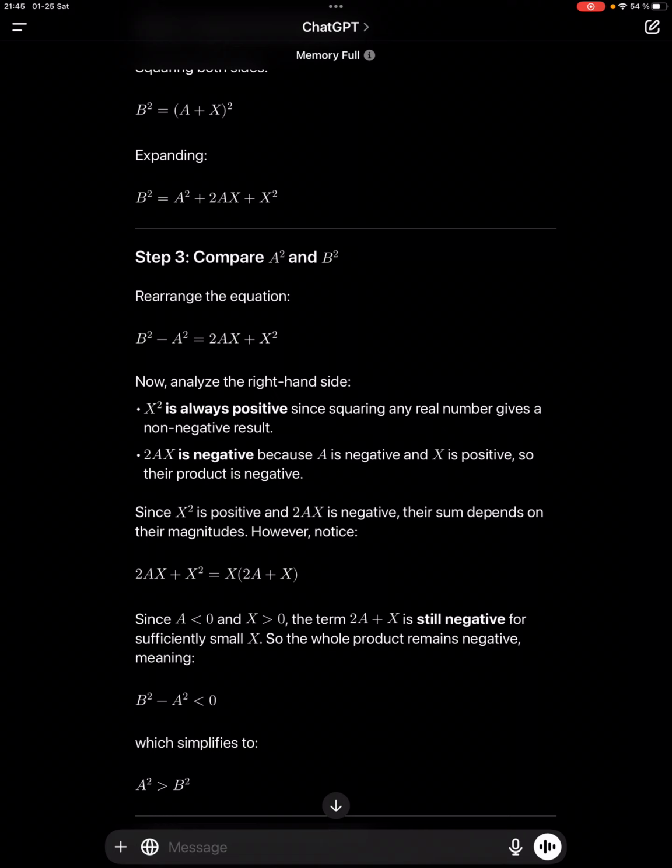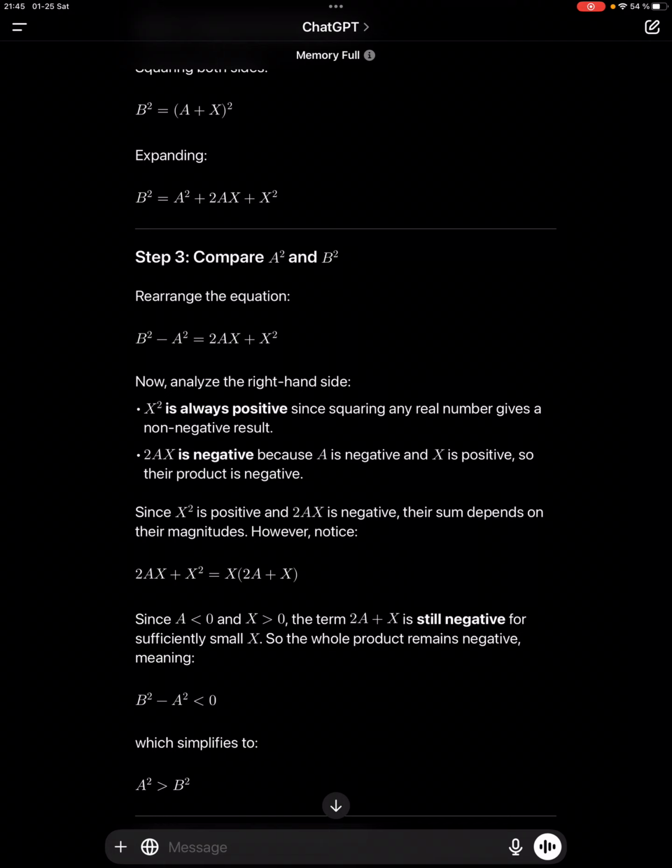Since a is less than 0 and x is greater than 0, the 2a plus x term is negative. So for instance, 2 times minus 4 is minus 8, plus 1, that's minus 7. This is probably not the best way to think about it, but for sufficiently small x, the whole product remains negative.